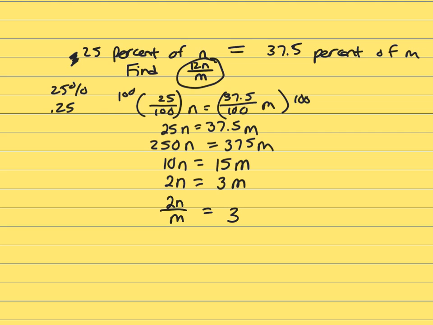But I'm not trying to find 2n over m. I'm trying to find 12n over m. So I need to multiply both sides by 6. So 6 times 2 is 12, and 6 times 3 is 18. So 12n over m is 18.